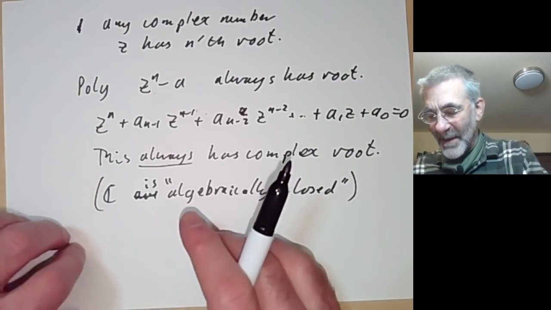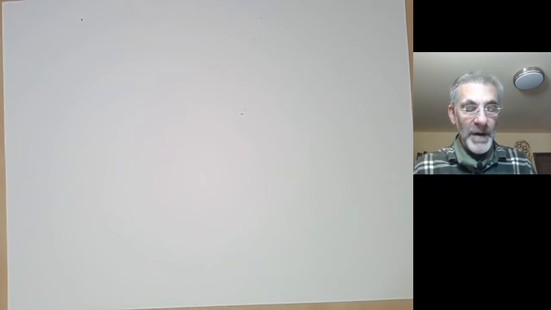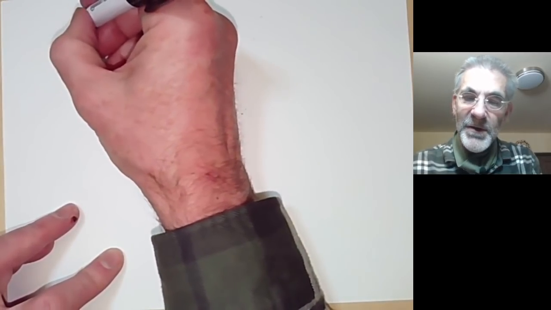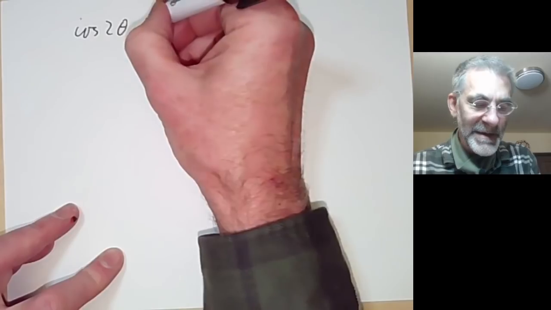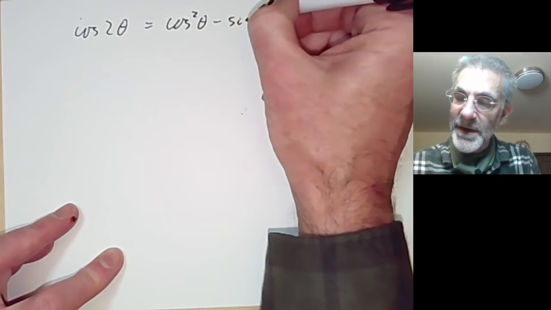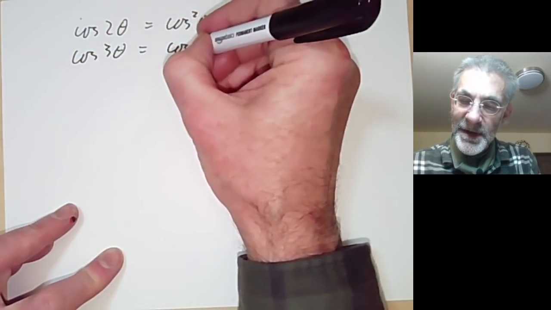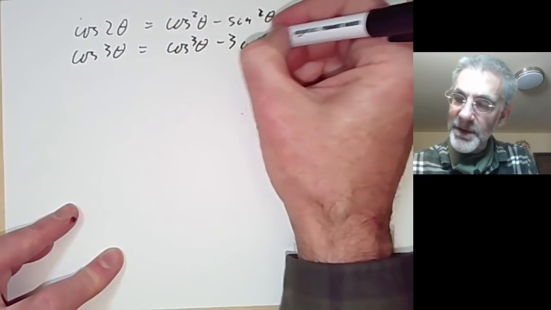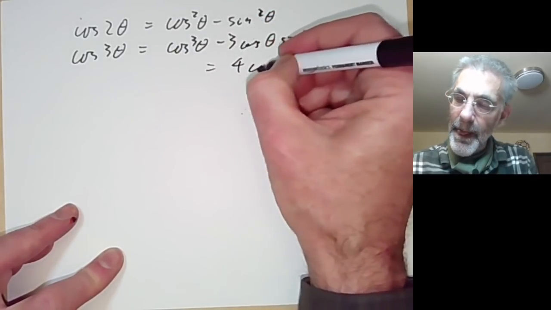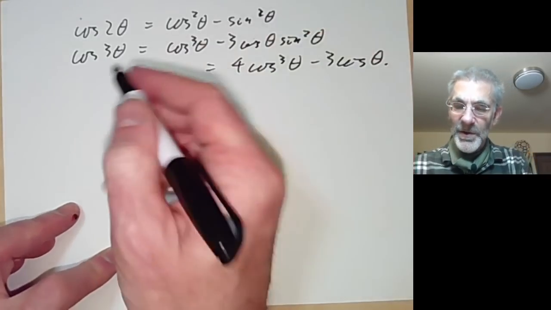So for the last application of this geometric way of looking at multiplication, let's look at the multiple angle formulas. So you know there are formulas for cosine 2 theta equals cosine squared theta minus sine squared theta. And cosine of 3 theta is equal to cosine cubed theta minus 3 cosine theta sine squared theta, which you can also write as 4 cosine cubed theta minus 3 cosine theta, and so on.